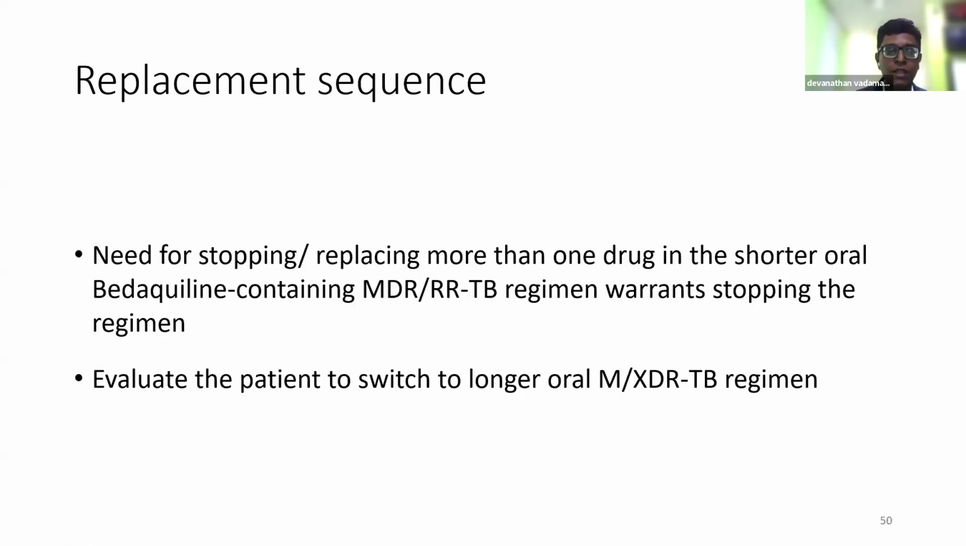So, the replacement sequence in this: we have seen we are giving 7 drugs. If the patient is not tolerating 1 drug, we can continue with the rest of the other drugs. If the patient is not tolerating more than 1 drug, we cannot give this regimen. We have to shift over to the longer regimen. Or if the patient is resistant or intolerant, developing side effects or developing resistance to more than 1 drug, we cannot give this regimen. We have to switch over from the 11 months regimen to the longer 20 months regimen.